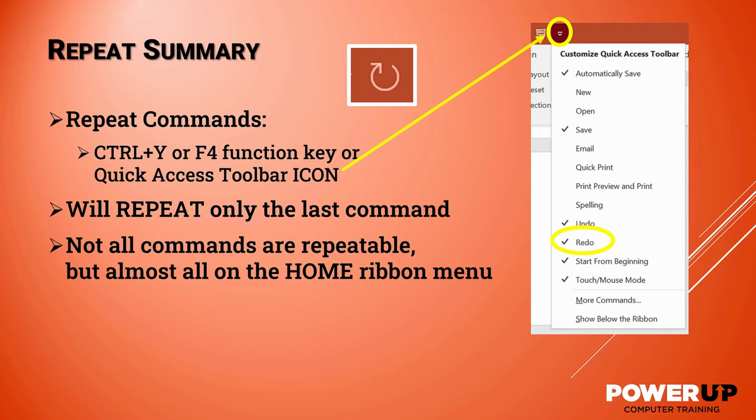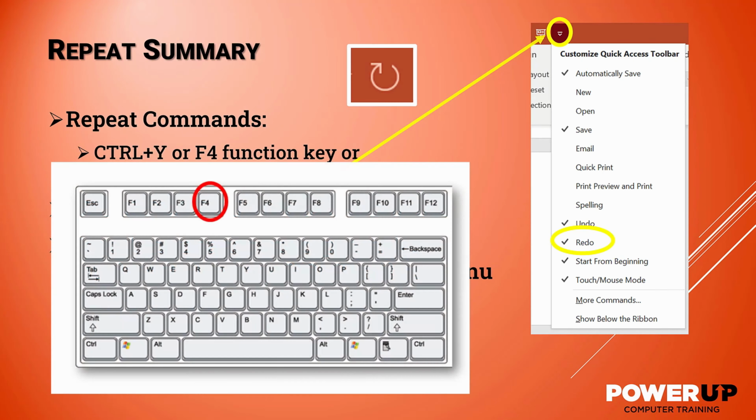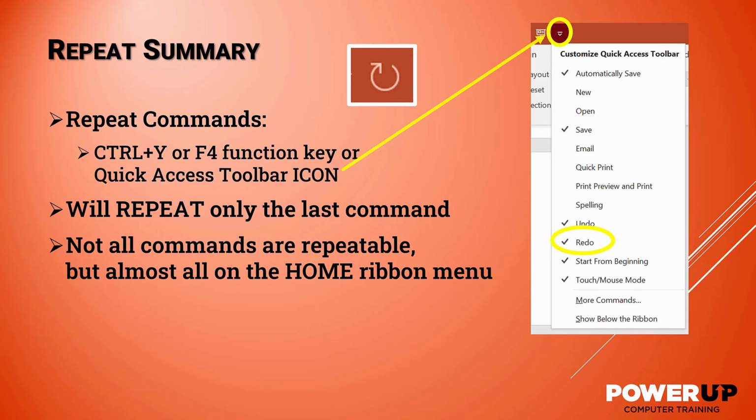The third method of executing the repeat command is to use the F4 function key found at the top of your keyboard. However, many modern computers will have that top row of keys do double duty, such as pausing music. So you may need to use a combination of the FN key to toggle the F4 key.